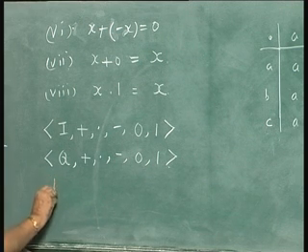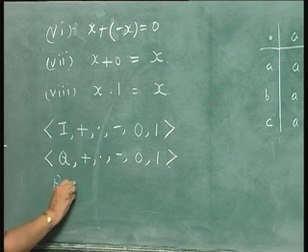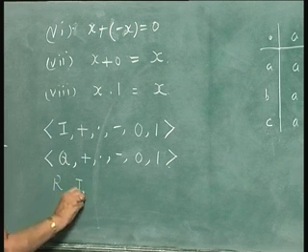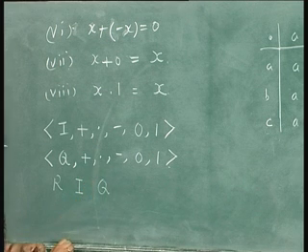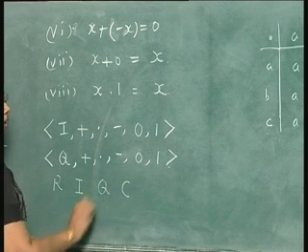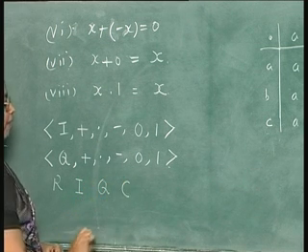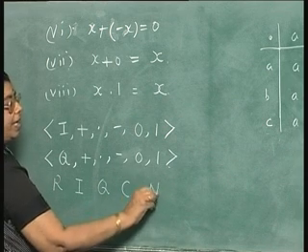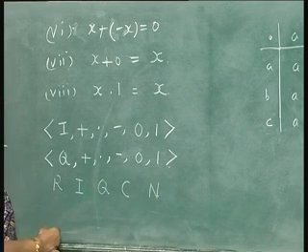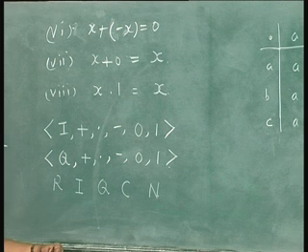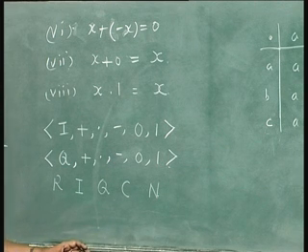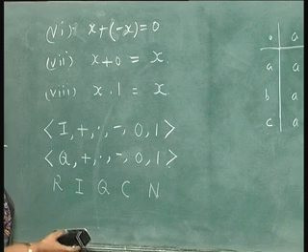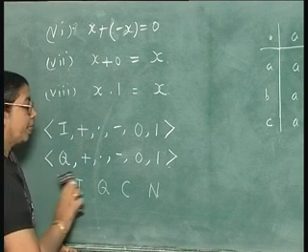Usually the set of real numbers is denoted by R, the set of integers is denoted by I, the set of rational numbers is denoted by Q, the set of complex numbers is denoted by C, and the set of non-negative integers 0, 1, 2, and so on is denoted by N. These are the symbols which are usually used in any book, but when you refer to a particular book, you must see what notation that particular book is following.